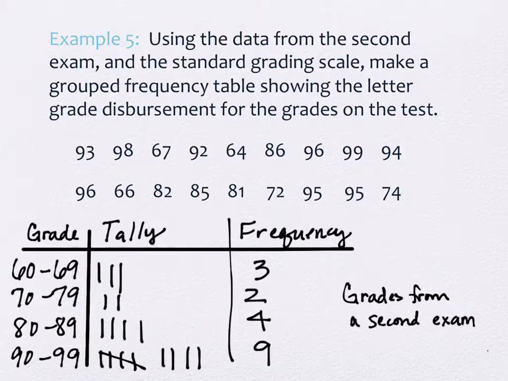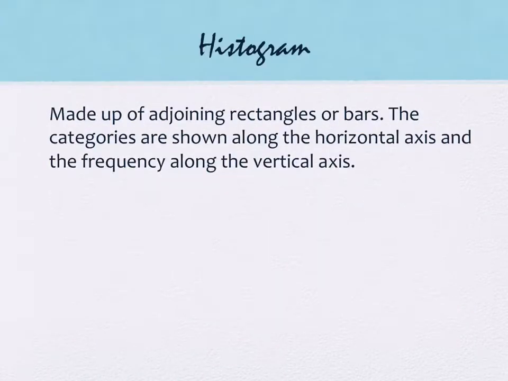All right, the next 2 types of graphs that we're going to talk about have some things in common and some differences. So let us actually write down the information about histogram, and the information about bar graph, okay? And then I'm going to talk about what's different between them and what's the same. So the first one, a histogram, is made up of adjoining rectangles or bars. The categories are shown along the horizontal axis, and the frequency along the vertical axis.